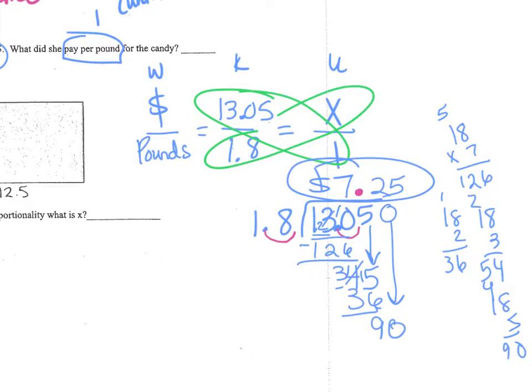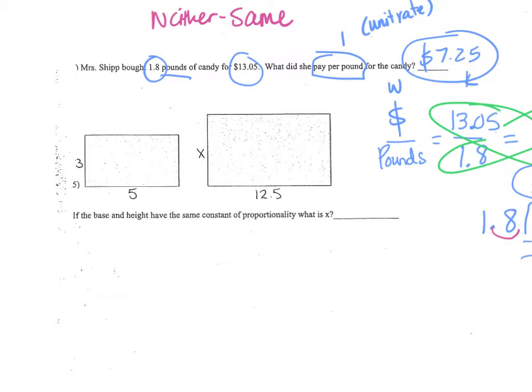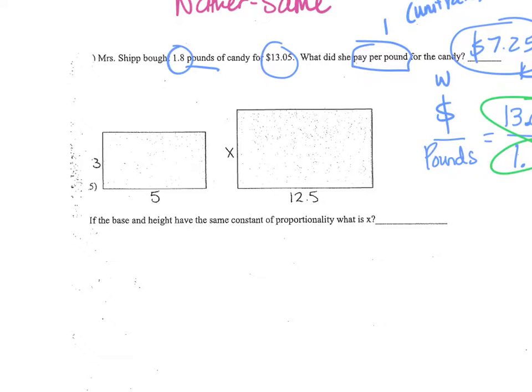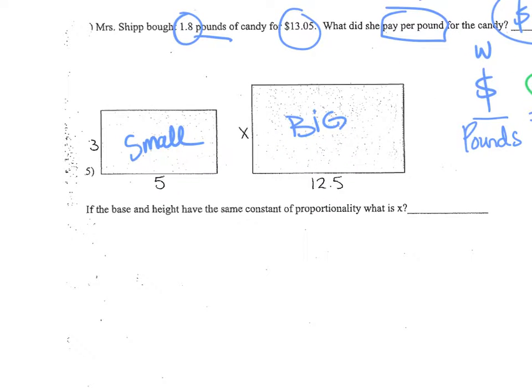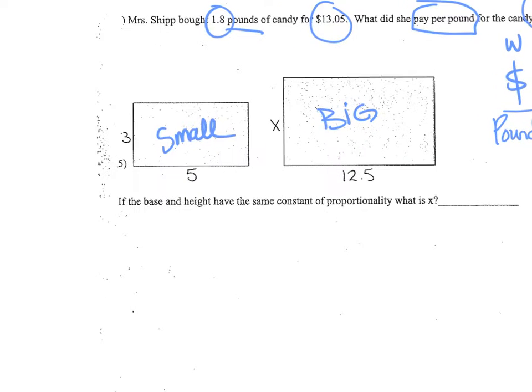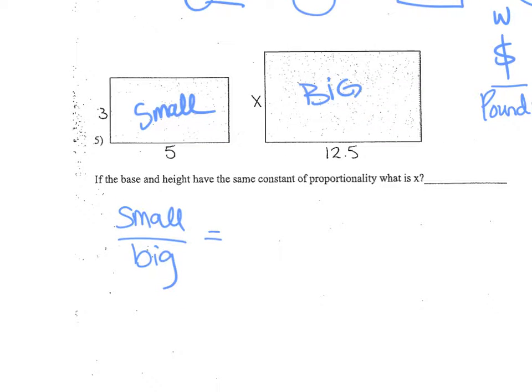Yay. Okay. Proportions. If we're looking at shapes, we haven't looked at any of these just yet. So we've got a small rectangle and we've got a big rectangle. And you can set these up a couple of different ways. I'm going to compare small to big, a small rectangle to the big rectangle. So we're going to go back and forth kind of.